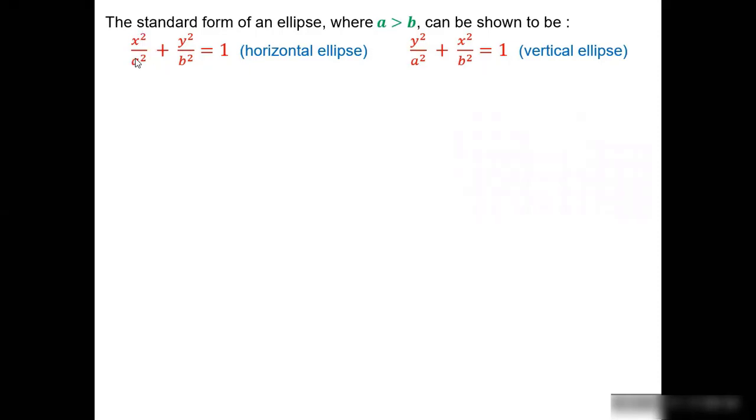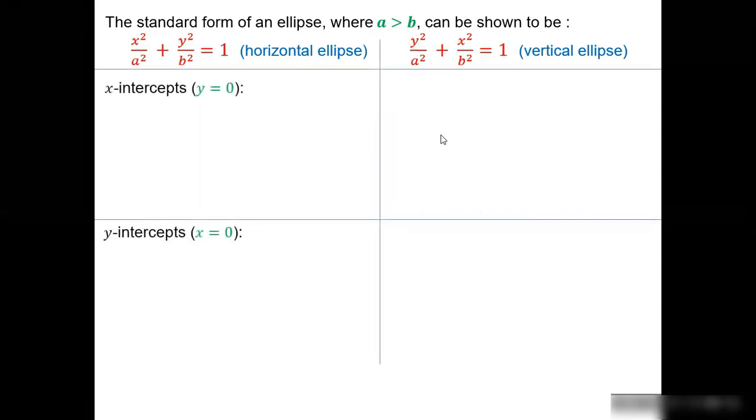If the larger value of a is underneath the x term, then we know that it's going to spread more in the horizontal direction, so we'll have what we call a horizontal ellipse. But if the larger number, a, is attached to the y term, now that means that the larger number is going to cause the graph to stretch more in the vertical direction, which is why we refer to it as a vertical ellipse.